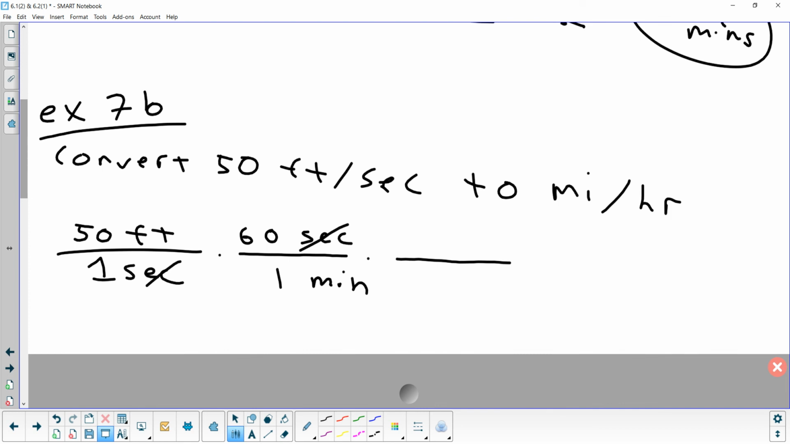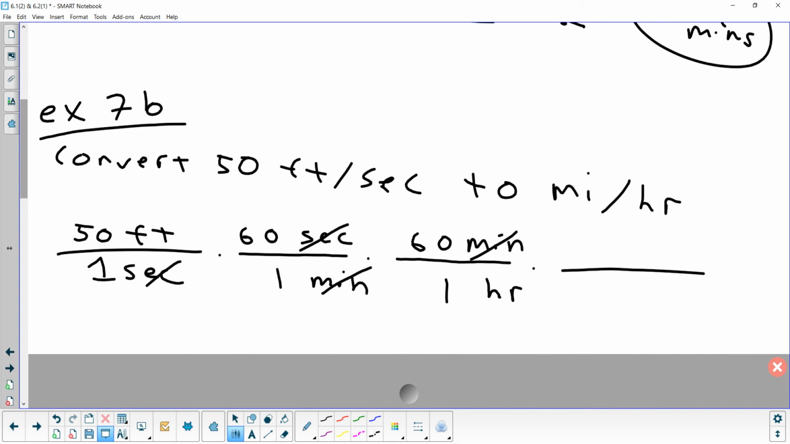Now we want minutes to go away because we want to get hours. Where would minutes go to cancel out? Top. Hours goes in the bottom. And what's the conversion between those two? 60 minutes per 1 hour. If you stop there, you'd have a speed of feet per hour. We want to get miles per hour.